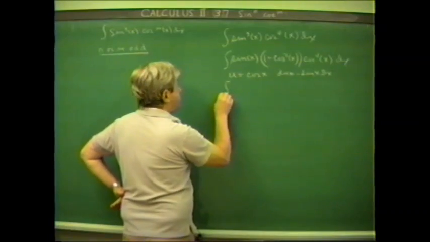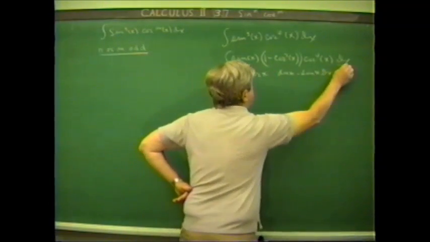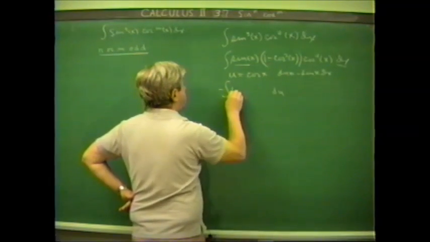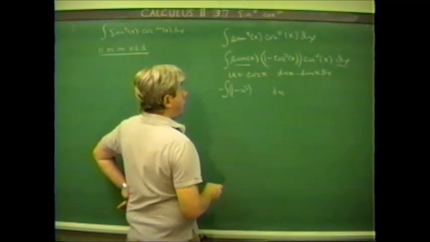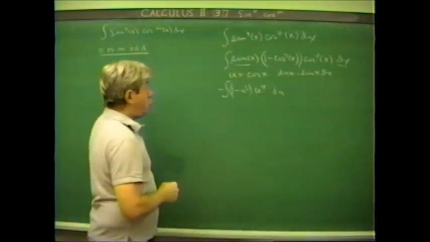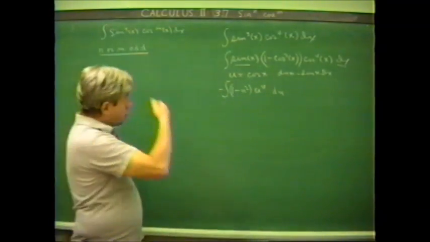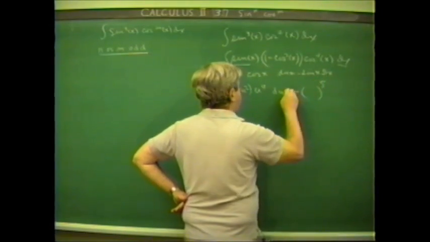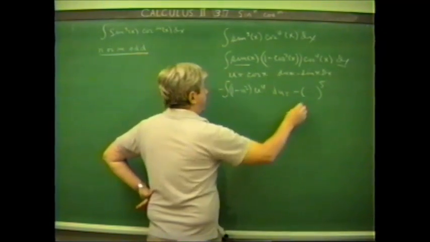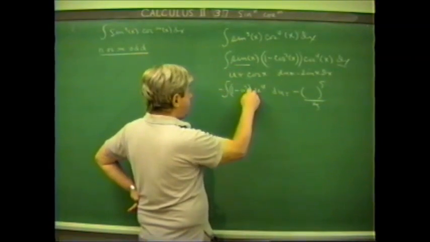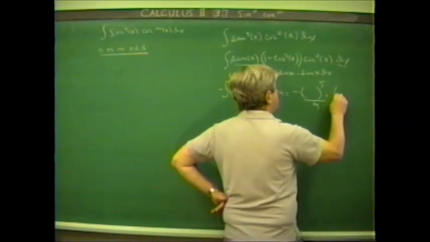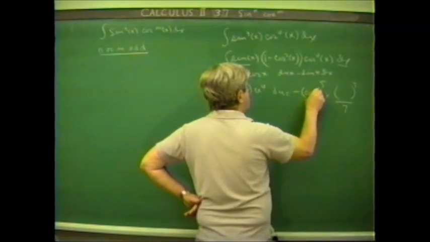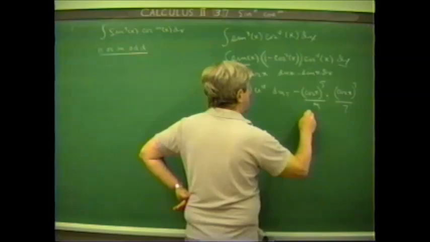That's to say the antiderivative of sine of x dx is minus du. And now here we've got 1 minus u squared times u to the fourth du, which is going to be minus u to the fourth. The antiderivative of that is going to be minus u to the fifth over 5. And we're going to have a plus u to the sixth. The antiderivative of that is going to be plus u to the seventh over 7. And now u is cosine x. So there's the antiderivative.